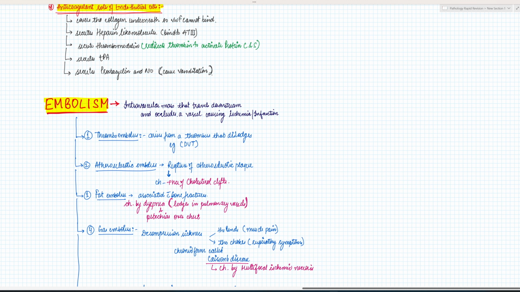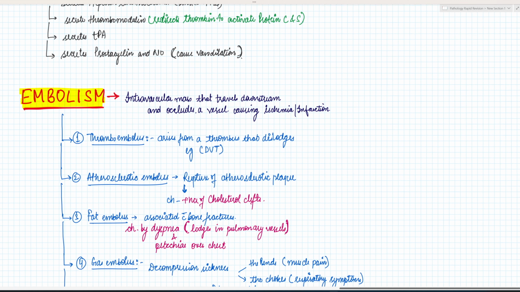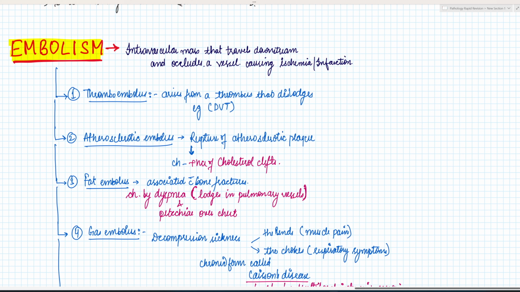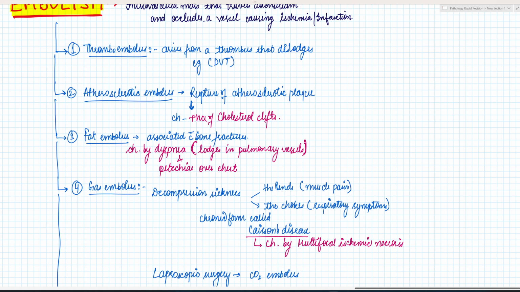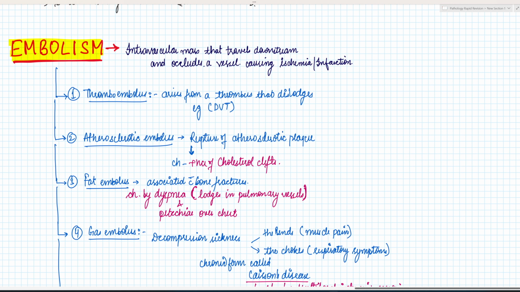And now finally we come to embolism. Embolism is again a phenomenon where there is formation of an intravascular mass that travels downstream and occludes a vessel, causing ischemia or infarction. So this is any intravascular mass that is present in a vessel and it's downstream from its origin point. Most commonly the origin point is a thrombus, as we saw previously. When the thrombus moves downhill, it can occlude a smaller vessel, thus causing ischemia or infarction of the organ the vessel is supplying.